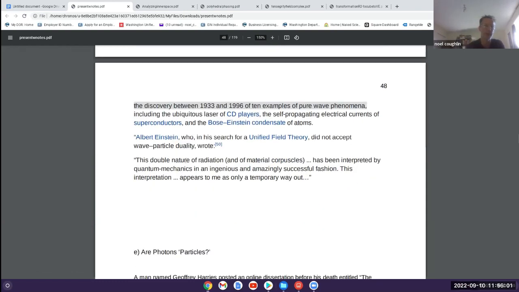Einstein was pretty curious about all this. He says this double nature of radiation and of material corpuscles has been interpreted by quantum mechanics in an ingenious way. And amazingly, it just appears to me it's only a temporary way out.